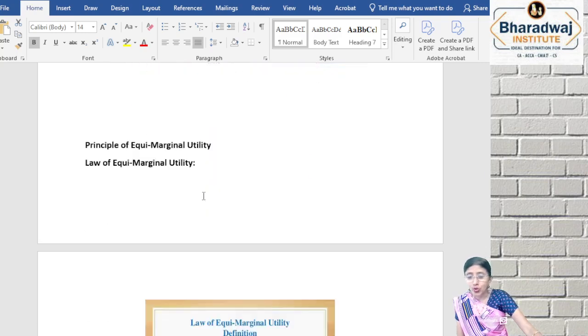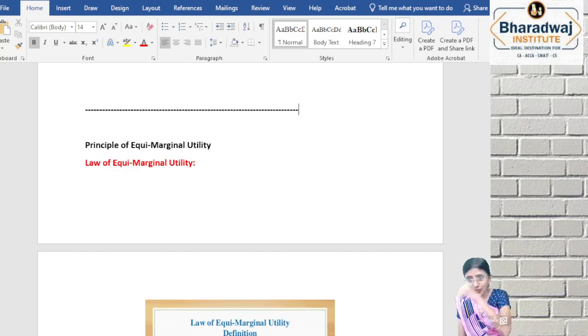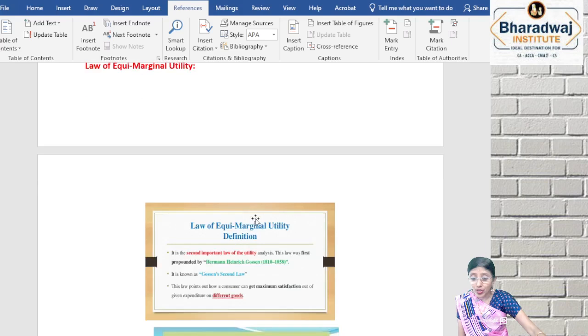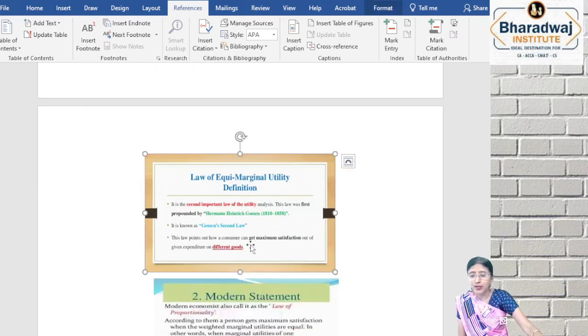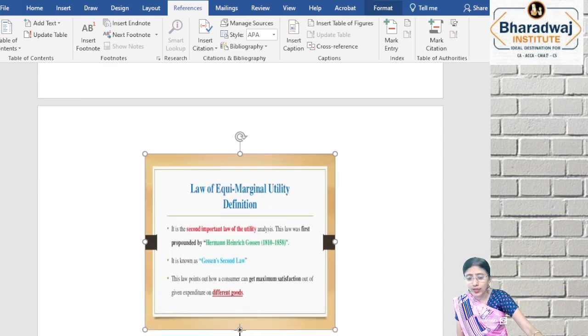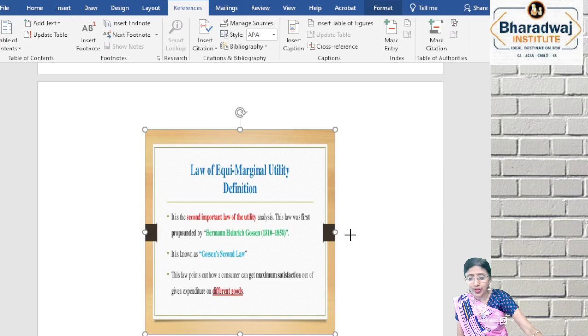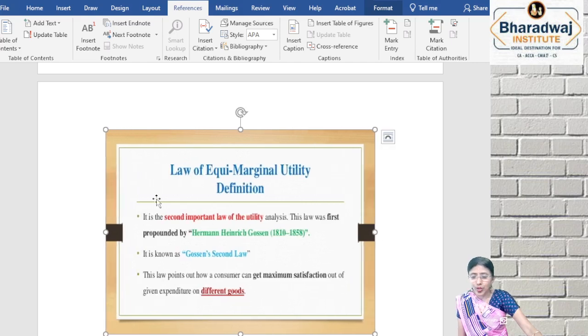Okay. Then go to principle of equimarginal utility. Underline this. It is Gossen's second law. Do you remember? In DMU also we did. DMU is Gossen's first law. Equimarginal utility is the second law. It is also known as law of substitution. You know that? Second important law. Look at the slide itself I have given to you. Second important law. It was given by Gossen.